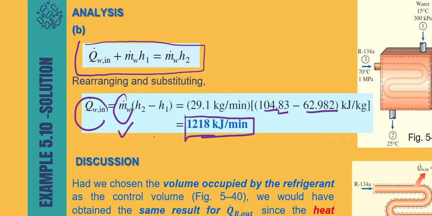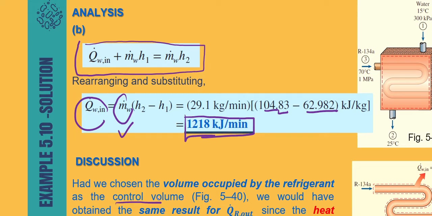And bear in mind that Q in of water is equal to Q R out, meaning that the heat loss from the refrigerant is equal to the heat gained by the water, because the heat is exchanged from refrigerant to water. So heat in for water is equal to heat loss from refrigerant. Now, discussion: had we chosen the volume occupied by the refrigerant as a control volume, we would have obtained the same result for Q R out, since the heat gained by the water is equal to the heat loss.